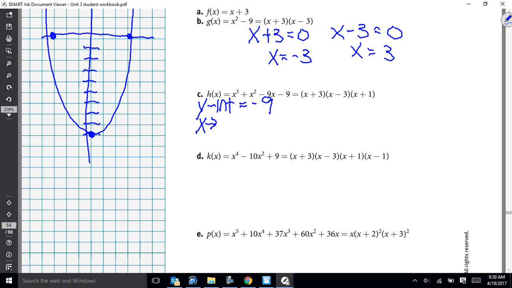Let's write this out. As x goes to positive infinity, our y goes to positive infinity. As x is going to negative infinity, our y is going to negative infinity. So that's our arrow notation. So that's what that's telling us. And then we factor it out. We have our 3 roots. We set these equal to 0, and that's what's crossing the x-axis, right?